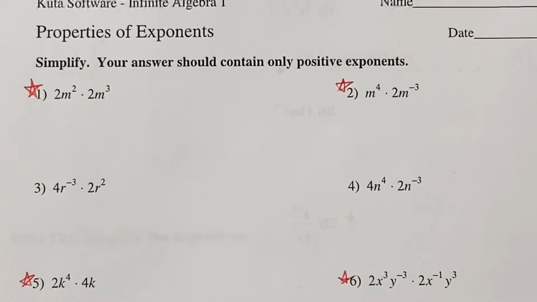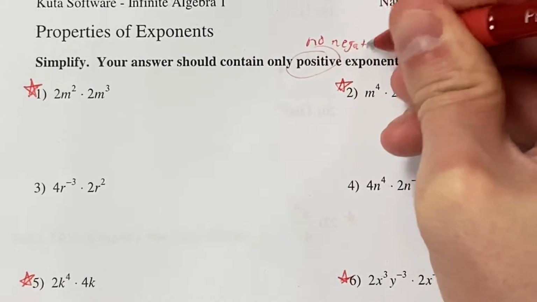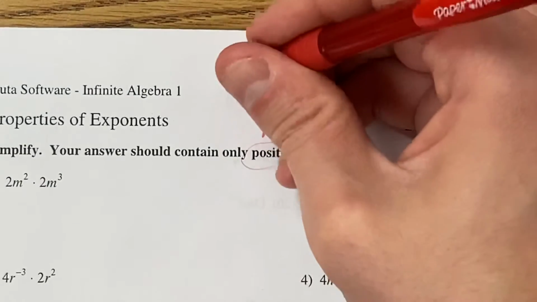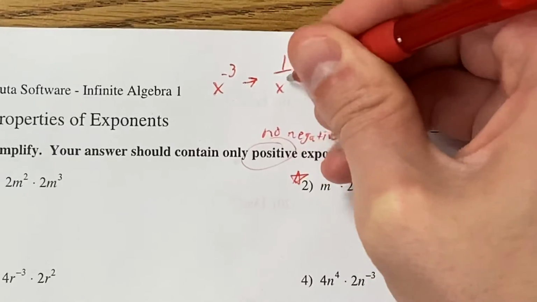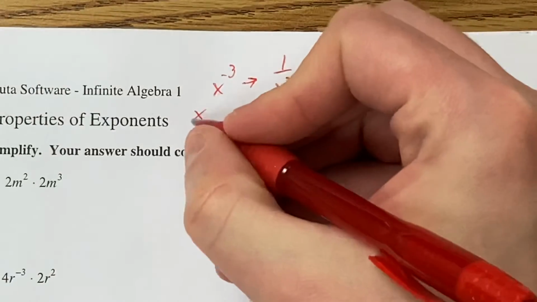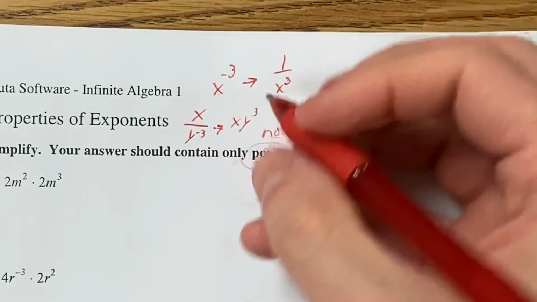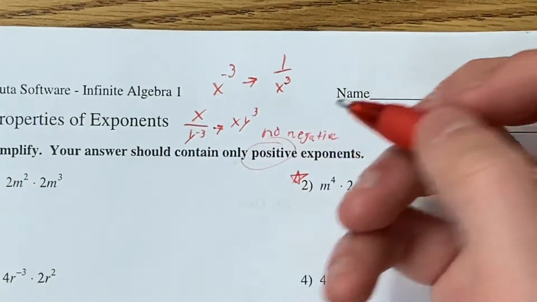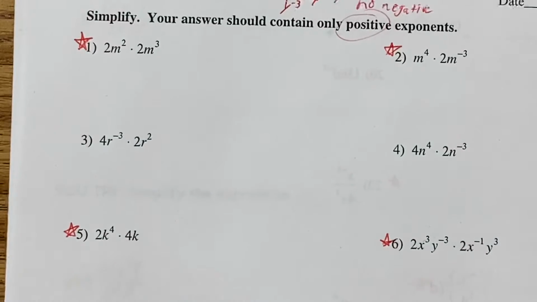It says simplify, your answer should contain only positive exponents, so no negative exponents. Remember that implies that if you do have a negative exponent, like x to the negative third, then we are going to have to make that x 1 over x to the positive third. So they're going to be fractions. Or if you had something like x over y to the negative third, then we're going to have to change that to x times y to the positive third. Because anytime something is in the bottom, it's going to go to the top. Anything in the top, it's going to go to the bottom. So it says do not use negative exponents. But that might not happen for all of them.